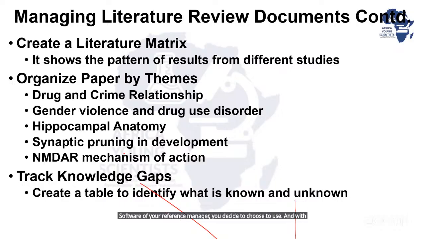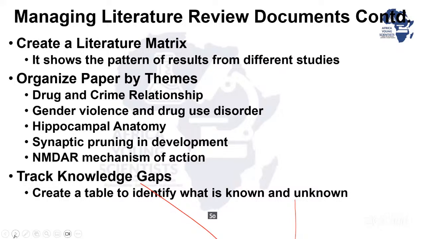With that, managing your references will be easy. I don't know if we've discussed this or we're going to discuss it in the future, using the reference manager to start writing. I didn't include it here because of time. But that's how you organize your papers. With that, you can now track knowledge gaps. You can have another table for each of the themes you have. You start identifying what is known and what is unknown.